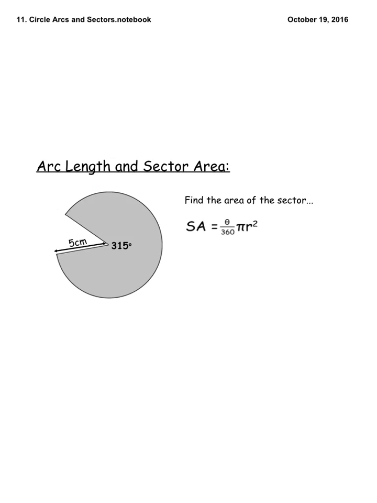Sector area is found using the formula sector area equals theta over 360 pi r squared. So in this case, our working is going to look like sector area is equal to 315, the angle at the center, divided by 360 times pi times 5 squared. That's the size of our radius.